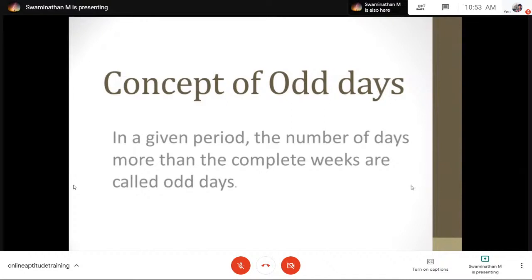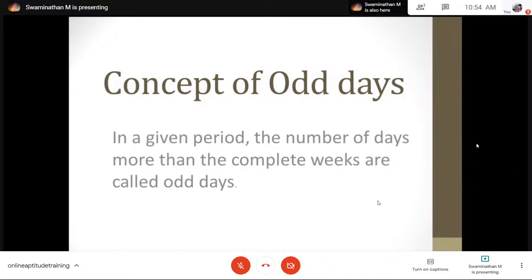So 0 odd days. If you have 1 odd day, if the starting day is Sunday, then the ending day is again Sunday. Please note it down. Many get confused whether the odd days is for the last day or the next day. You can map it to any day if you know the concept. So 0 odd day concept means if the starting day is Sunday, then the ending day is Saturday.